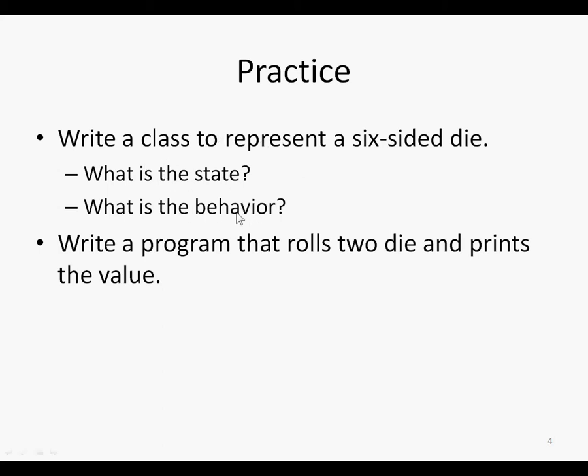And then we want to think about what the behavior is. So what do we want to do with this die? Well, an obvious thing is we want to be able to roll it, right? We want to be able to get a new number out of the die. Now, depending on how you were using this class, you might have other things you'd include. So for example, if this was going to be used in a graphical program, you might want to keep track of the color of the die, right?